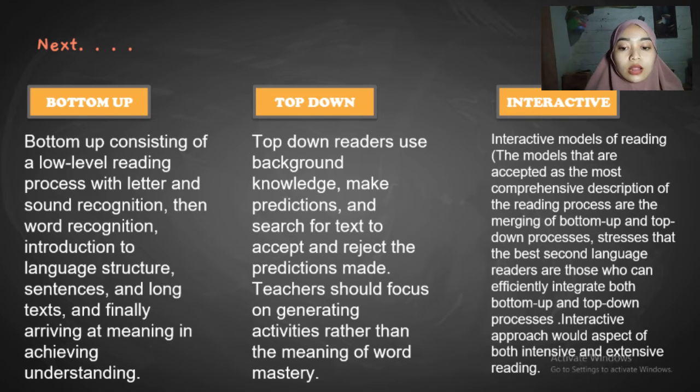Bottom-up consists of a low-level reading process with letter and sound recognition, then word recognition, introduction to language structure, sentences, and long text, and finally arriving at meaning and understanding. And the top-down models. Top-down readers use background knowledge, make predictions, and search the text to accept or reject the predictions made. Teachers should focus on generating activities rather than the meaning of word mastery.